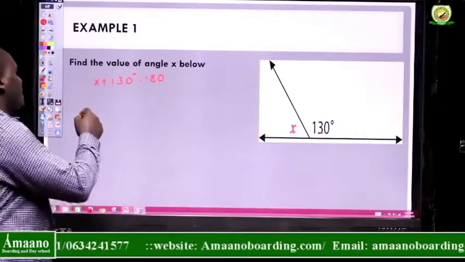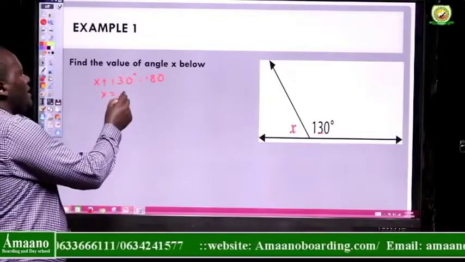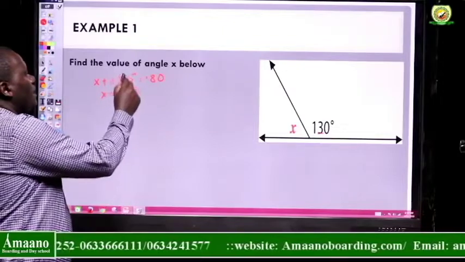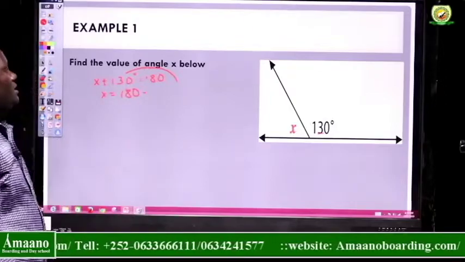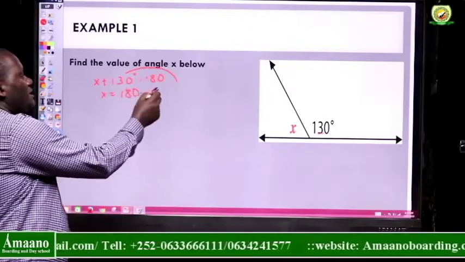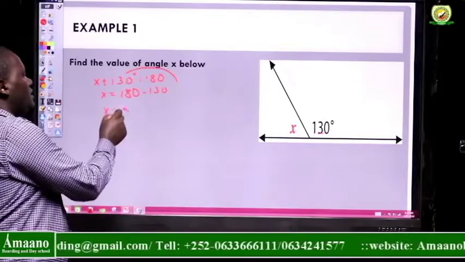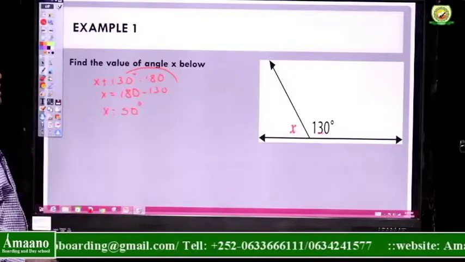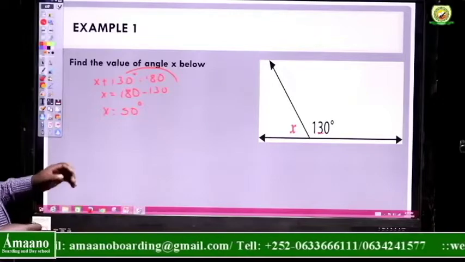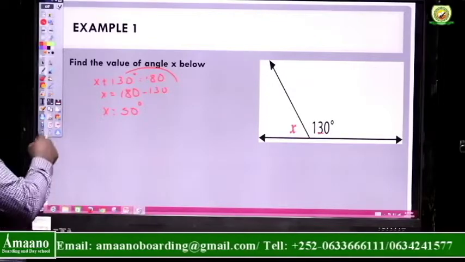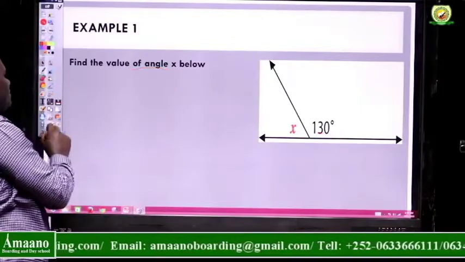So how will I find X? X will be equal to 180. This one, I'll take it the other side, and this sign will change to be a takeaway. I'll take away 130 degrees. So X will be 50 degrees. So for the supplementary angle of 130 degrees is 50 degrees, as I'm going to show you on the part that is clear down there.